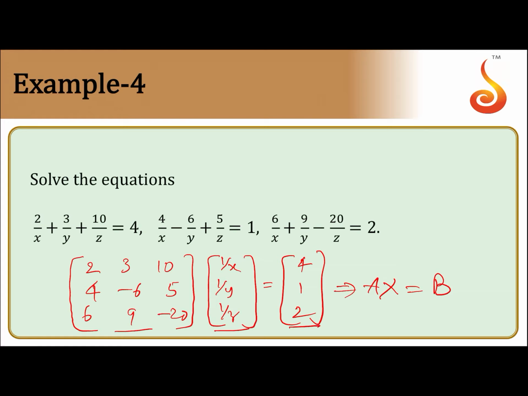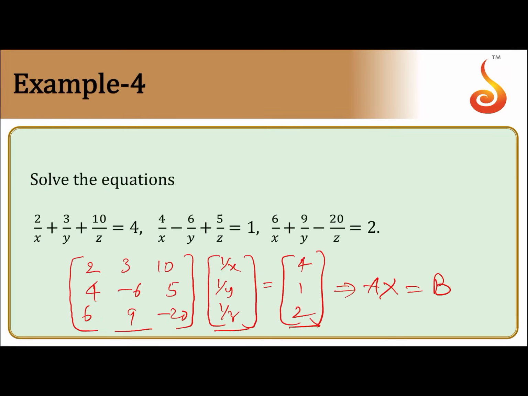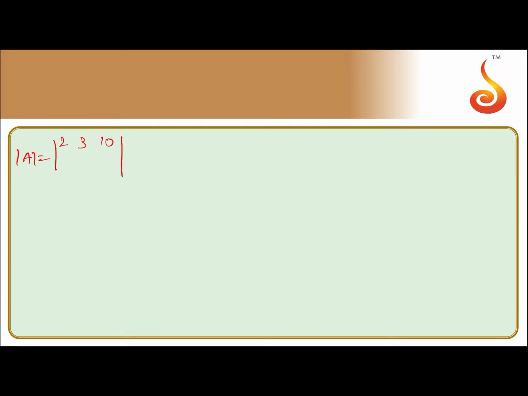Okay, let's take the A matrix and find the determinant first, and we check whether the determinant is equal to 0 or not equal to 0. Let's find the determinant. Det A is equal to the determinant of 2, 3, 10, 4, minus 6, 5, and 6, 9, minus 20. Expanding this one.